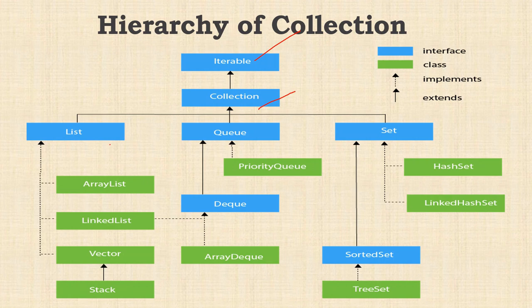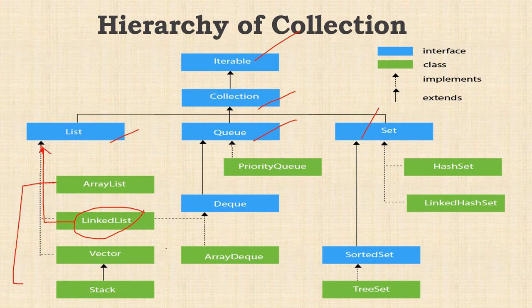Then List is an interface. The List interface also extends Collection, Queue also extends the Collection interface, and Set also extends the Collection interface. These are all implementations of List: ArrayList, LinkedList, Vector, and Stack. But we are going to concentrate on LinkedList. The LinkedList is a direct implementation of the List interface. So LinkedList implements the List interface.